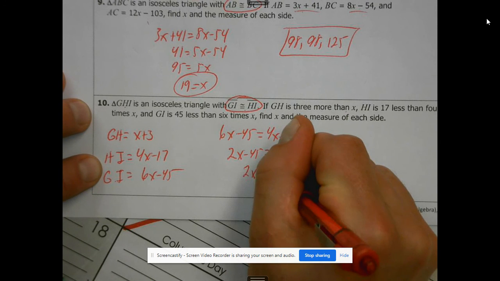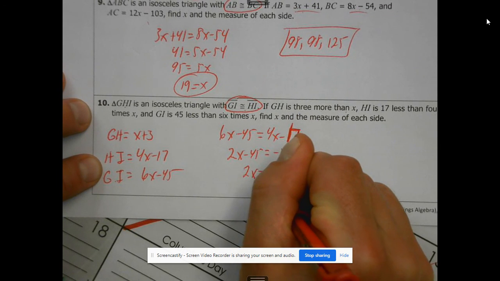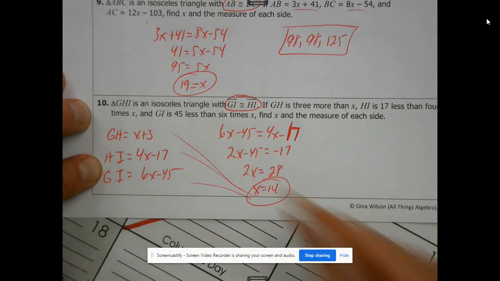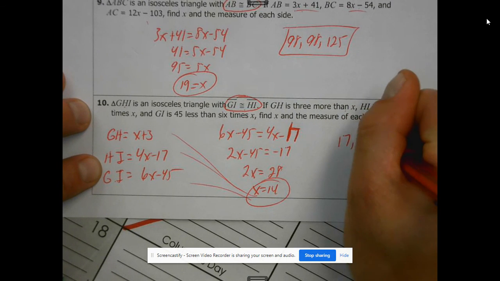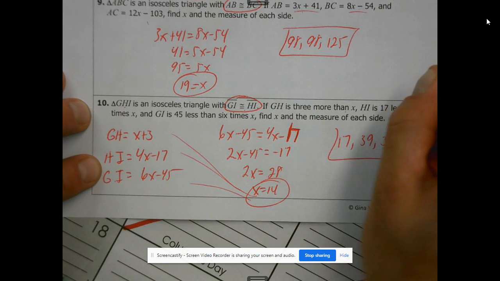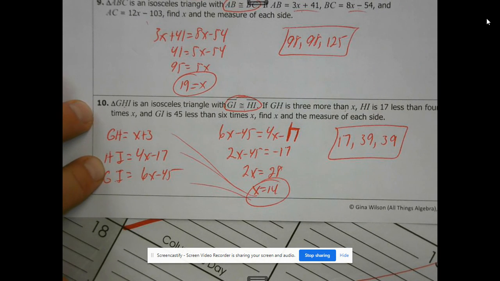2x is 28, and 2 goes in there 14 times. Plug it back into all three pieces. You'll have a side of 17, a 39, and a 39. That is the end of the lesson.